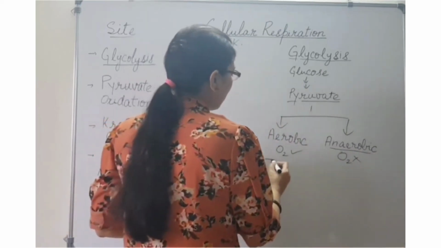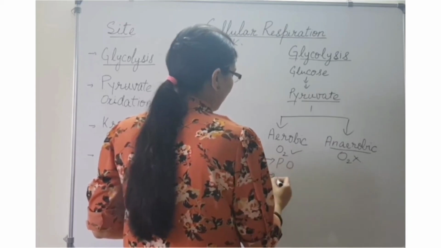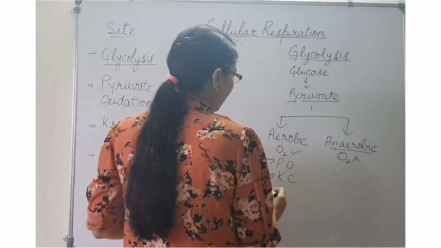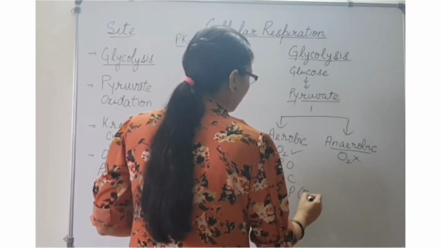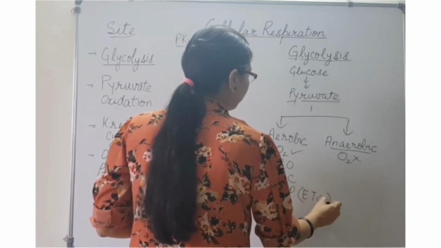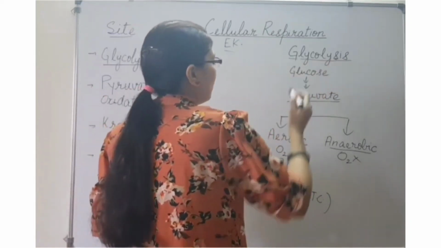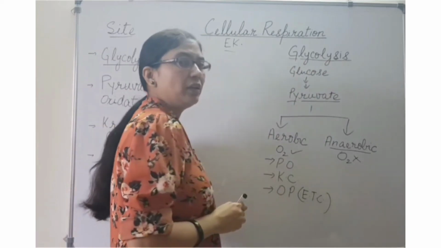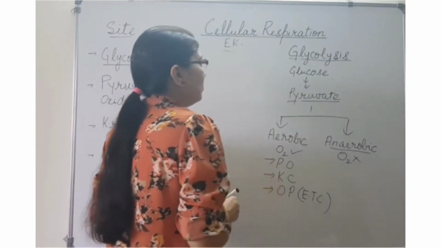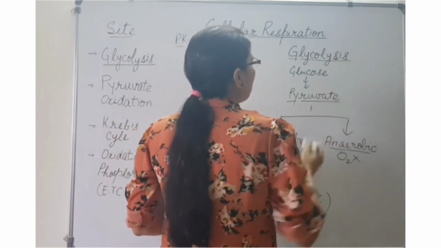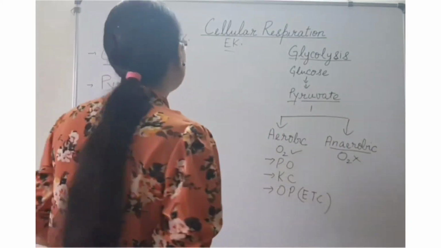Now what are the processes that take place in aerobic respiration? Pyruvate oxidation, then Kreb cycle, and then oxidative phosphorylation, which involves the electron transport chain. So we see that glycolysis is a unique process which occurs aerobically or anaerobically, both. That means it takes place irrespective of whether molecular oxygen is present or not. So it takes place in all cells.